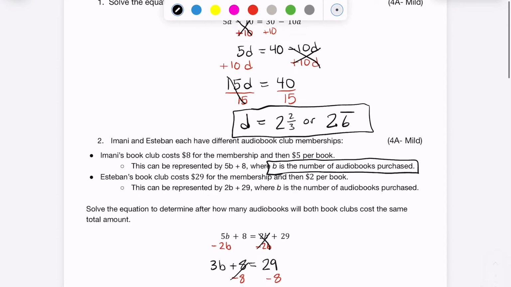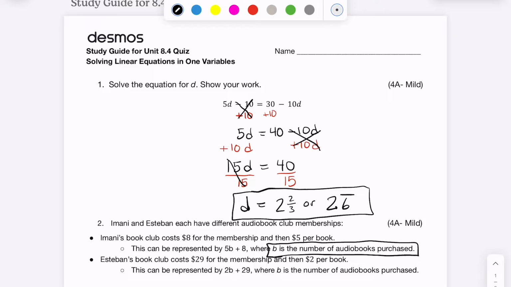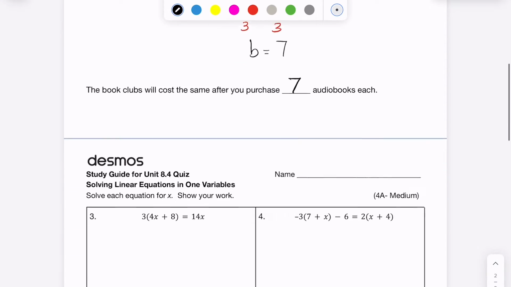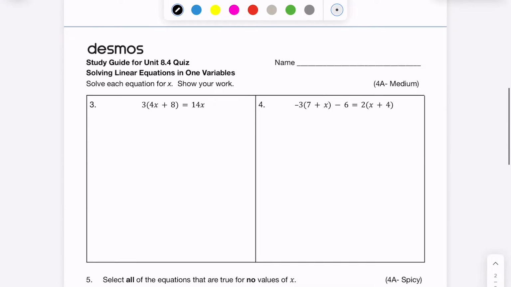Cool. Okay, so these were the mild level questions because we didn't have to distribute or deal with parentheses at all. Questions 3 and 4 are the medium level questions because we have these parentheses. Okay? All right, so when we have parentheses, we have to apply the distributive property, or that's one of the methods, but it's the common one we do.